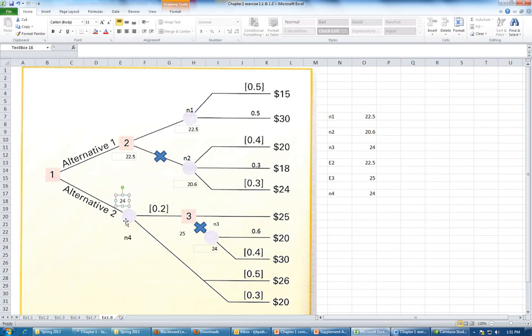Final decision, event node number 1. On event number 1, you can see now we have two alternatives. One is 24 and another one is 22.5. So we're going to get rid of the one that's lower, which is alternative 1. So the final outcome will be $24.